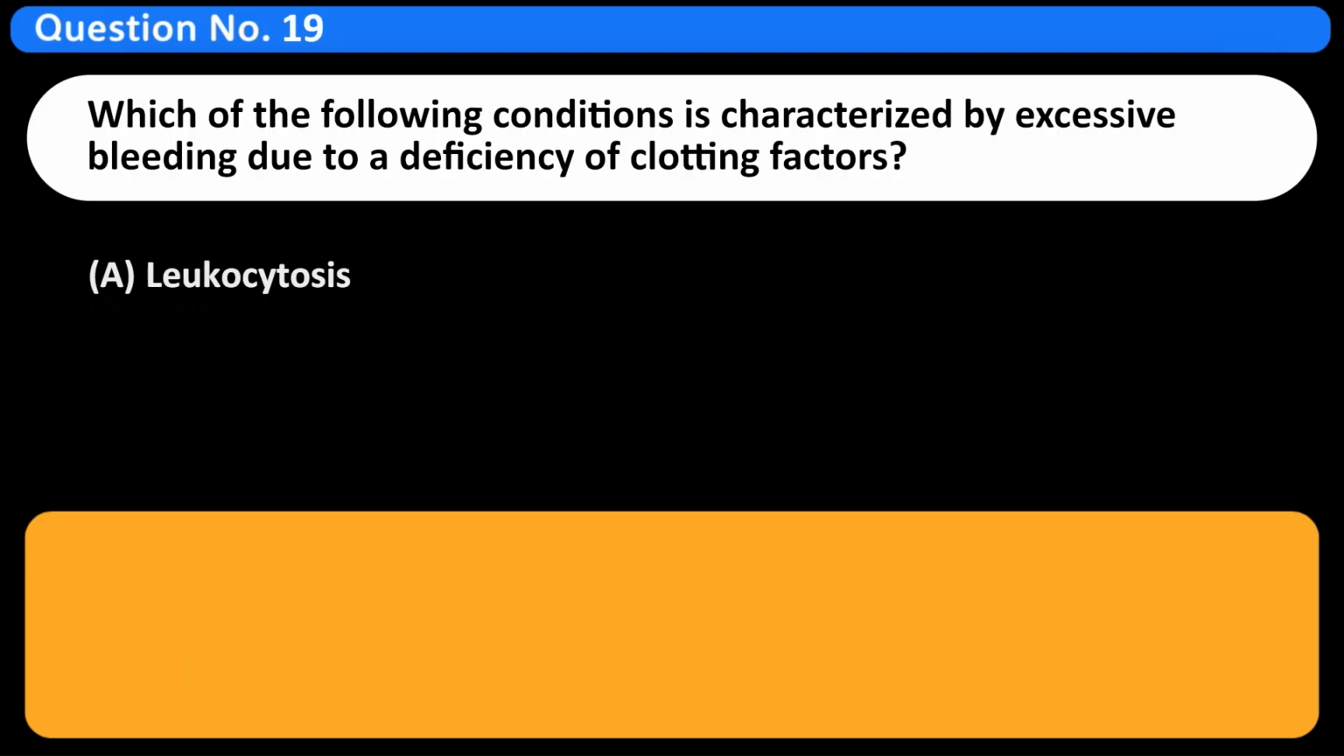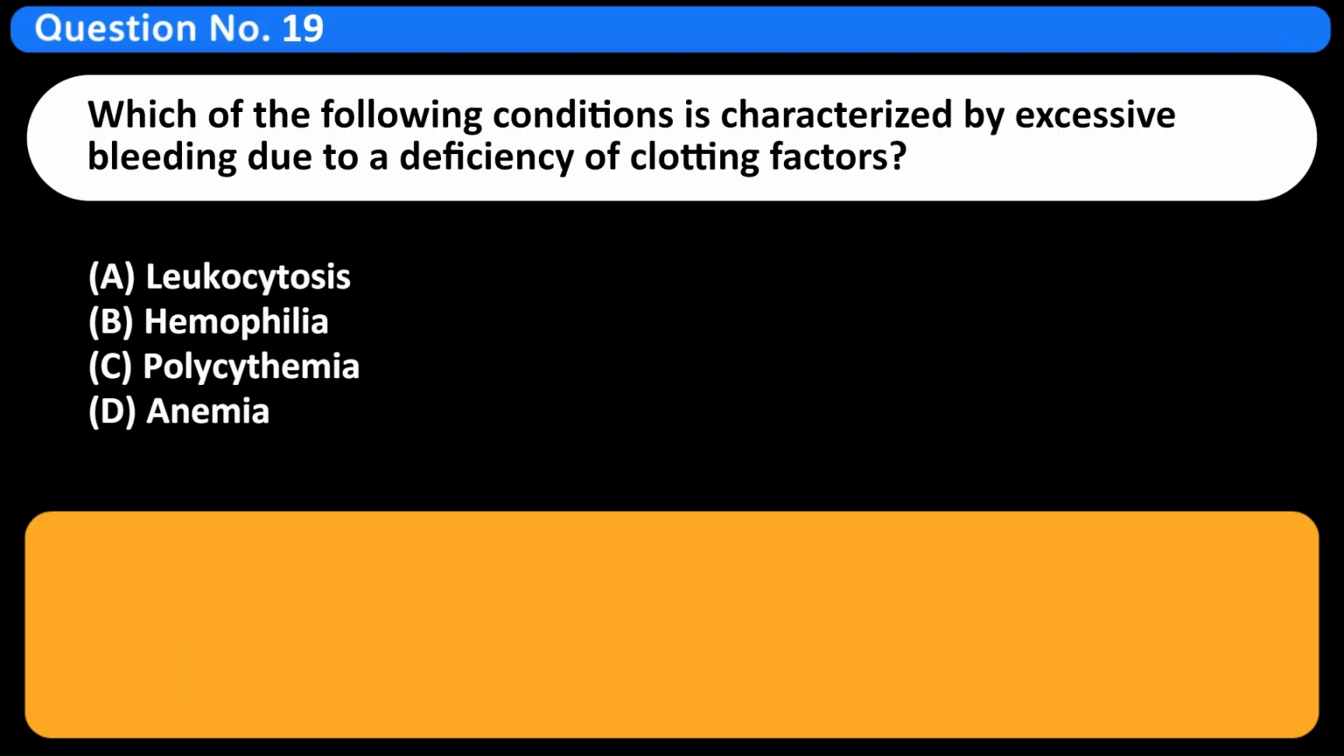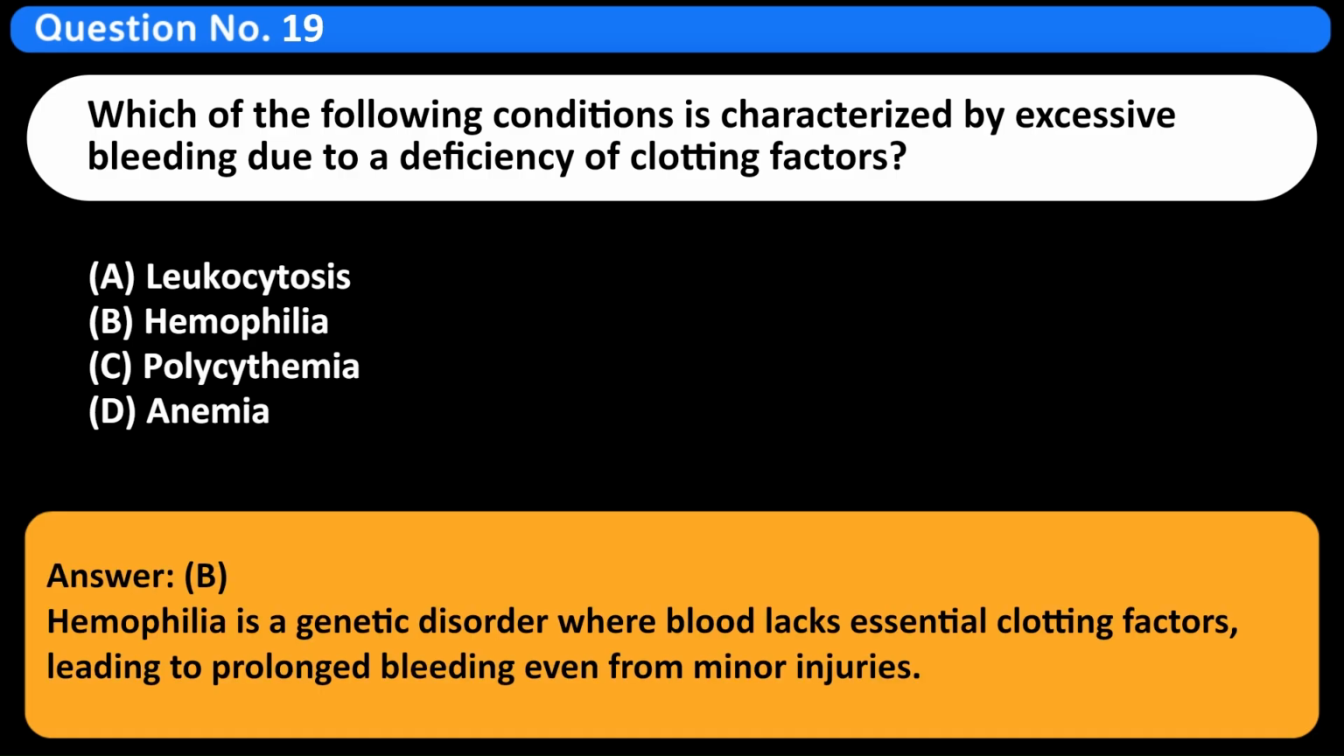Which of the following conditions is characterized by excessive bleeding due to a deficiency of clotting factors? A. Leukocytosis. B. Hemophilia. C. Polycythemia. D. Anemia. Answer: B. Hemophilia is a genetic disorder where blood lacks essential clotting factors, leading to prolonged bleeding even from minor injuries.